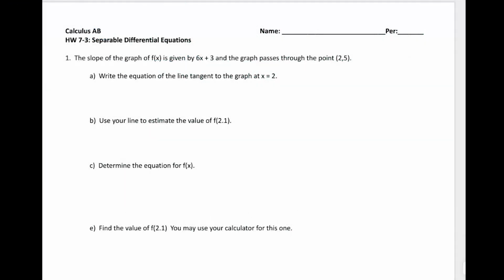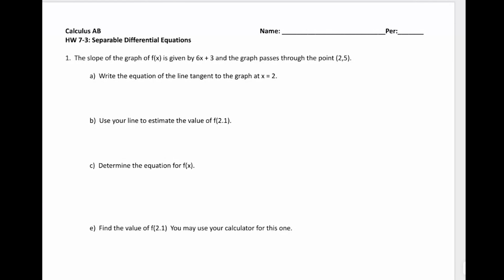Hey y'all, welcome back. On tonight's homework, we are working with separable differential equations. And really, what that means is that we're going to be given an equation that represents the slope of a certain other equation. And our job is to figure out what that is.